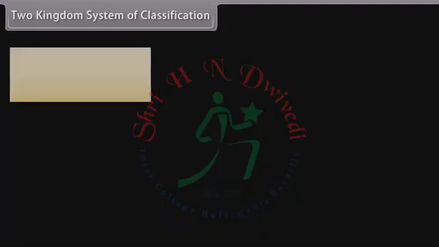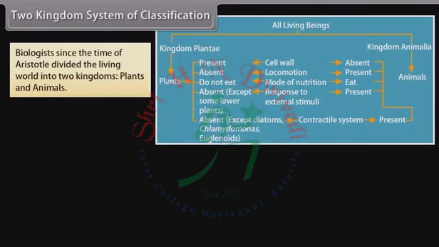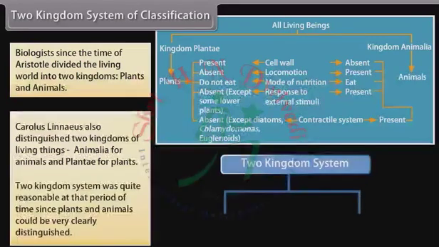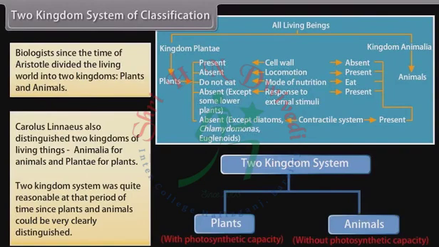Two-kingdom system of classification. Biologists since the time of Aristotle divided the living world into two kingdoms, plants and animals. Carolus Linnaeus also distinguished two kingdoms of living things, Animalia for animals and Plantae for plants. Two-kingdom system was quite reasonable at that period of time since plants and animals could be very clearly distinguished.